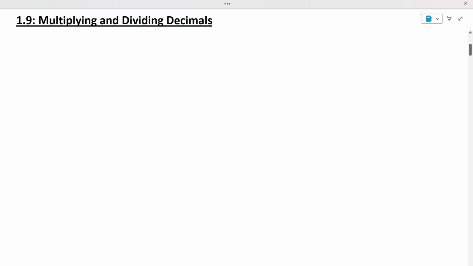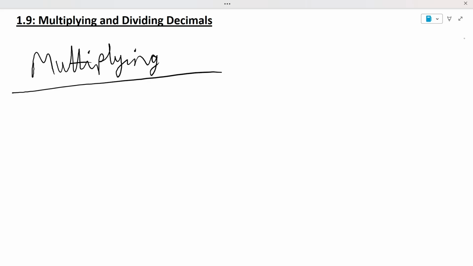This is 1.9 of GCSE Math, multiplying and dividing decimals, and really the logic is the same for both. We'll start with multiplying. What we want to do, both with multiplying and dividing, but we'll show you multiplying first, is remove any decimals throughout the whole working out process and only add them in to the answer at the end. And what I mean by that is this.